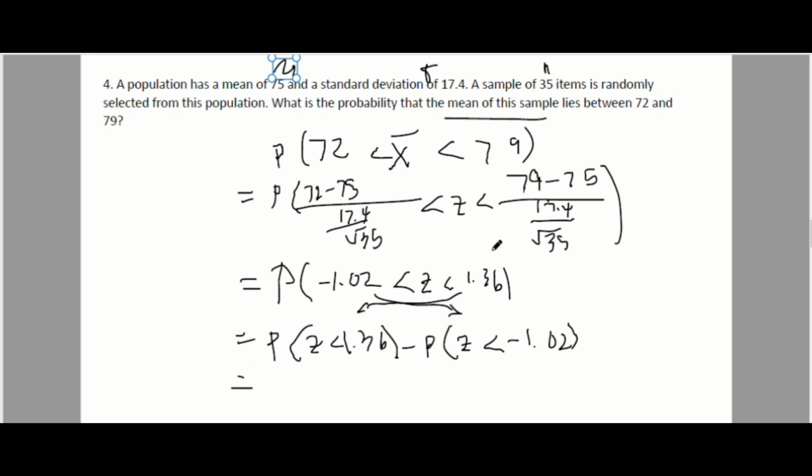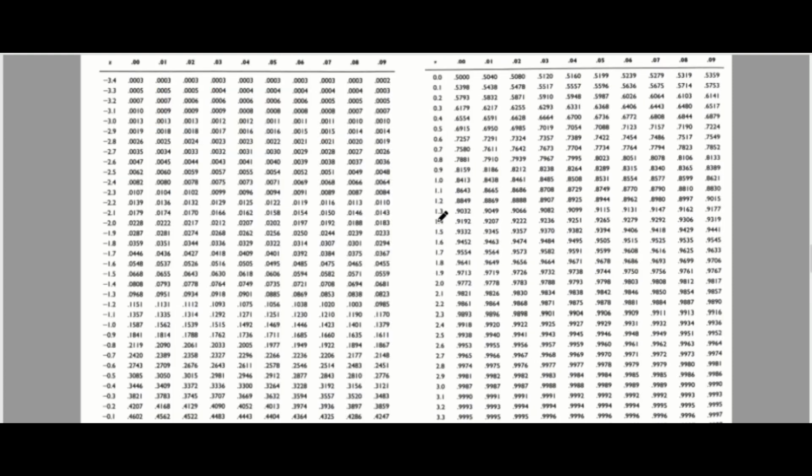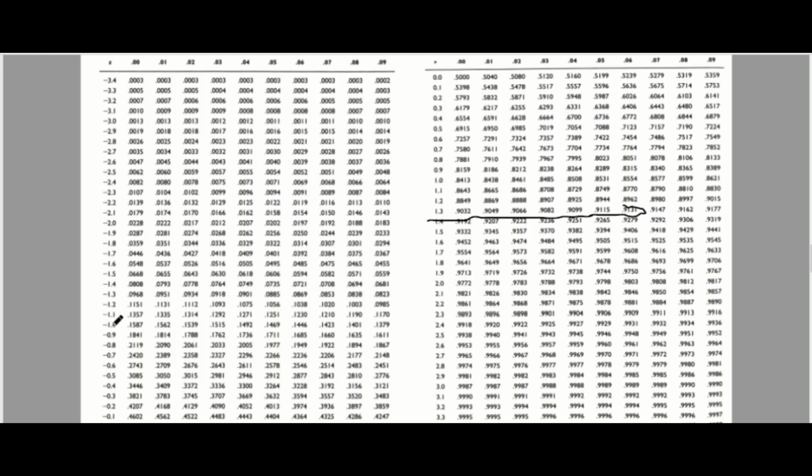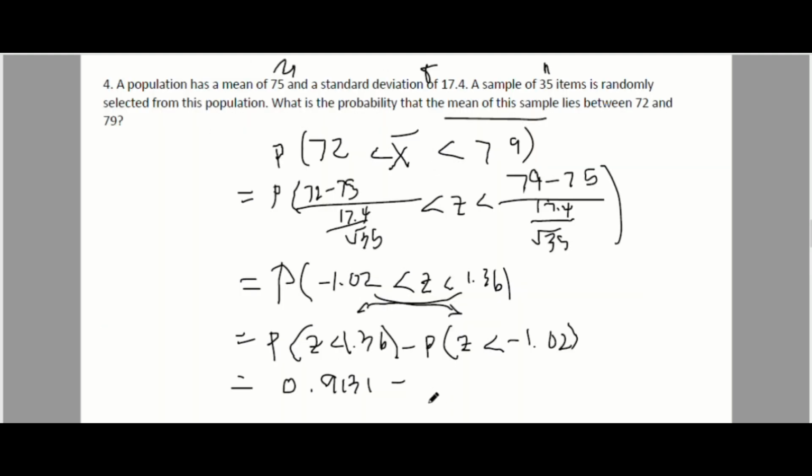So 1.36 is here, 9131. So we have 0.9131. And the other one is negative 1.02, negative 1.02, 1539.